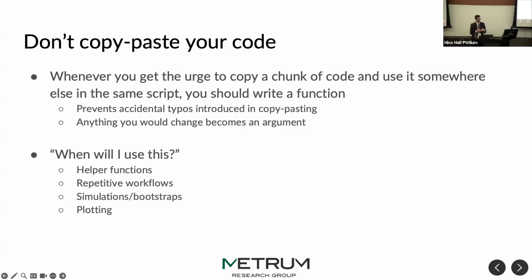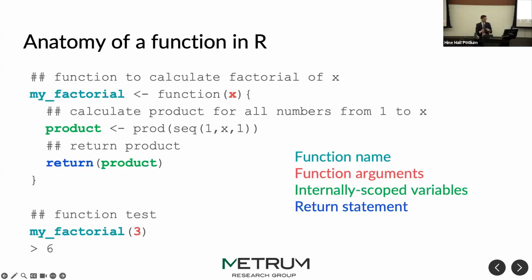Same with repetitive workflows and running simulations, you're kind of doing the same thing over and over. And plotting, if you are creating the same type of plot over and over, but with different variables, for example, different covariates, just create a function and then pass in the variables that you want to do. So how do you write functions? It looks confusing. There's a lot here, but we're going to just step through, and it's pretty simple to do.